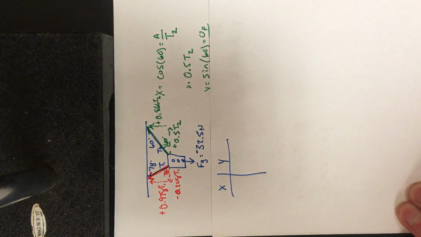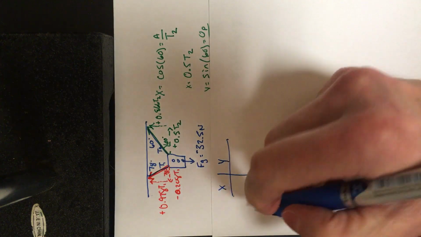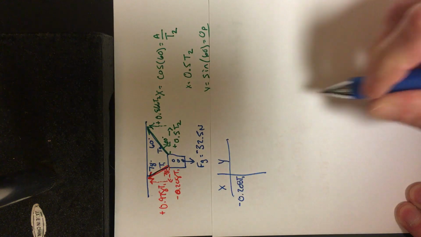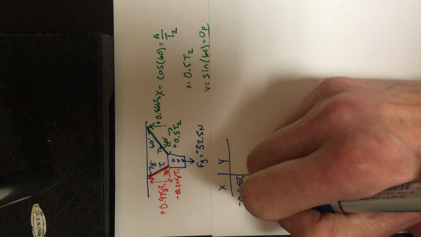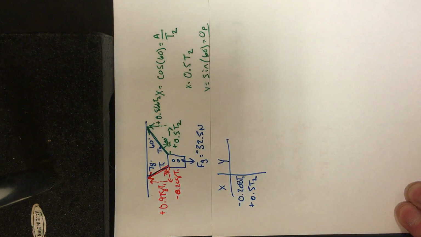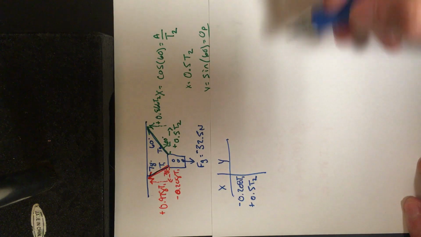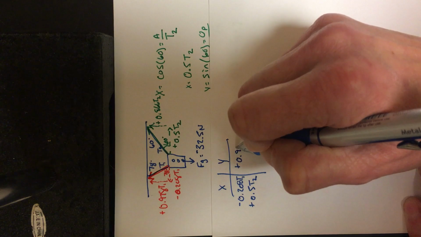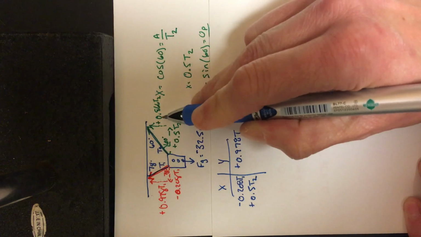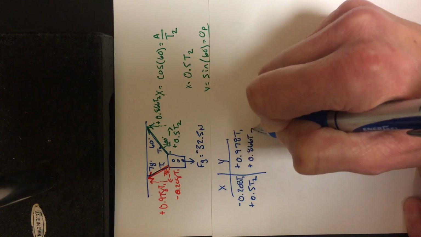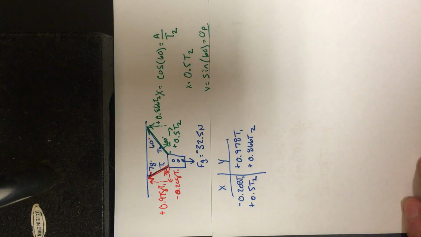What we have here on the X, there's a negative 0.208 T1. On this side of the X, there is a positive 0.5 T2. And make sure you're taking those T1s and T2s with you. On the Y side, over here, I've got the positive 0.978 T1. And on this side, I have the positive 0.866 T2.